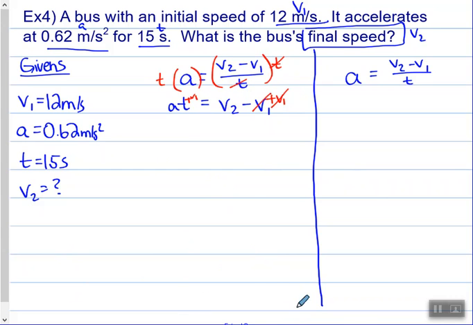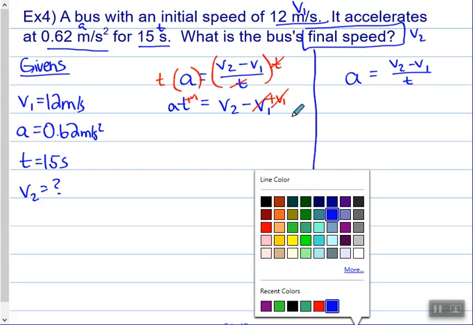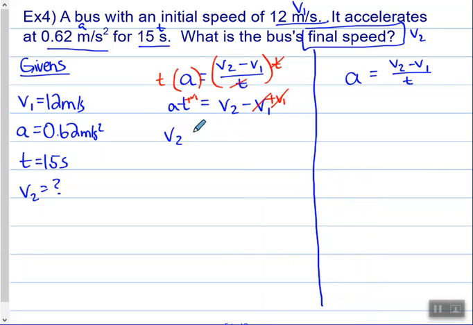There we go. So V1's gone, we're left with V2 equals AT plus our initial velocity. Now solve for V2 so we can substitute in. So A is 0.62, T is 15, and my initial velocity is 12. Okay, so multiplication before addition.